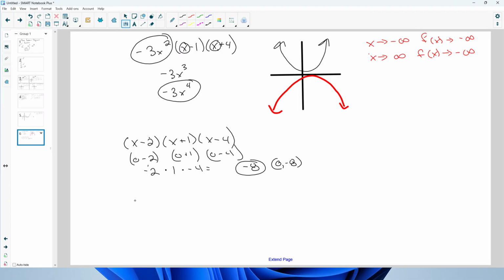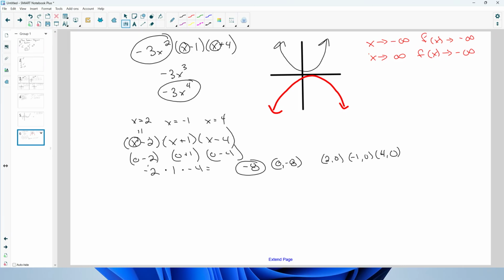My x-intercepts, what makes each of these 0. So I say, well, x is going to be 2, x is negative 1, and x is 4. So I know my x-intercepts are 2, 0, negative 1, 0, and 4, 0. Alright, so now I just need to figure out where does it start.